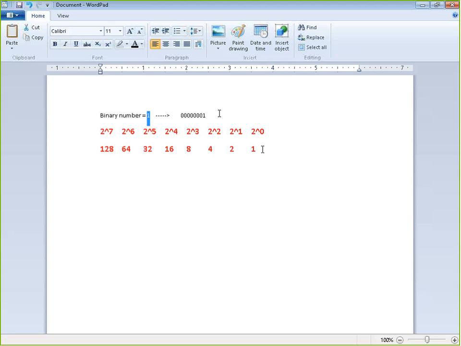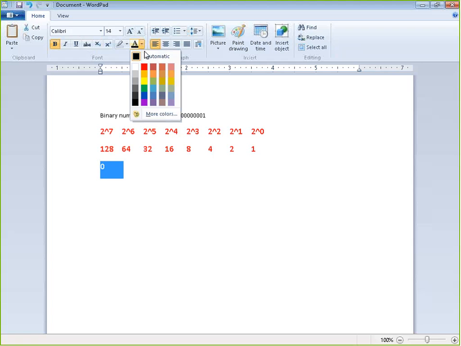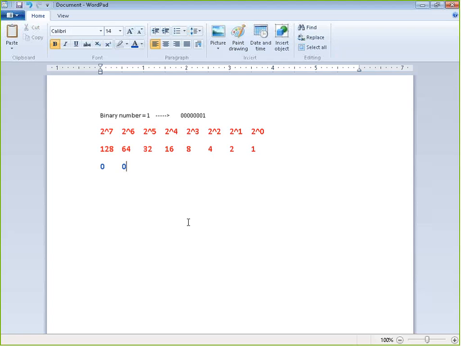Okay, so accordingly now, if I put it into this table, the first value is going to be 0. Second value, okay, now let me just change the color here. The second value is again going to be 0. Third value is again 0. Fourth value is also 0. Fifth value is also 0. Sixth is also 0. Seventh is also 0, and the last bit is going to be 1. Okay, so the blue number that you see here is going to be the binary number.